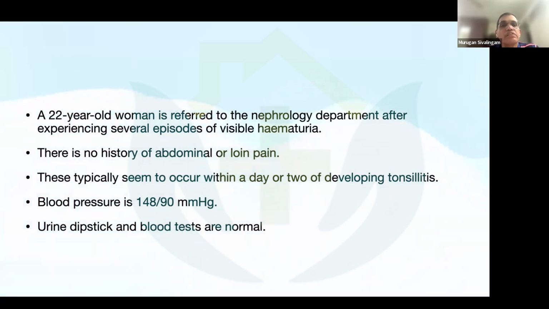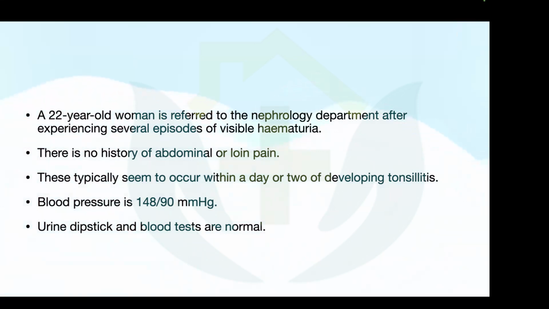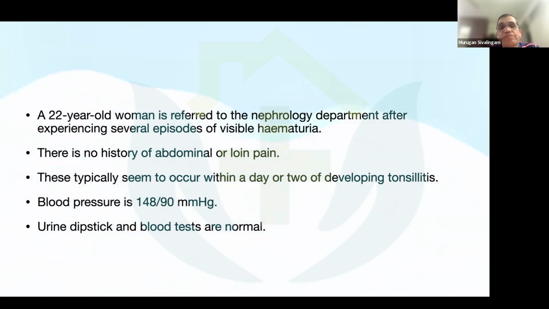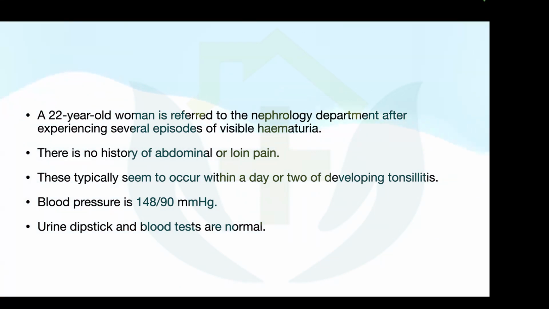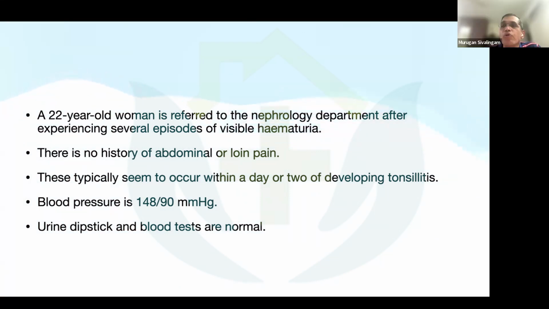It's very easy actually. IgA nephropathy. What will be the differential you will think of? Post-streptococcal glomerulonephritis. Very good. How do you differentiate that?